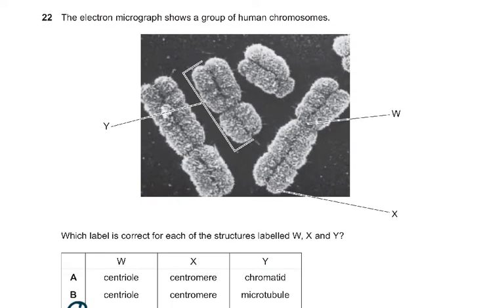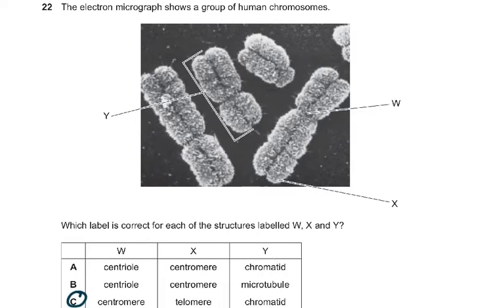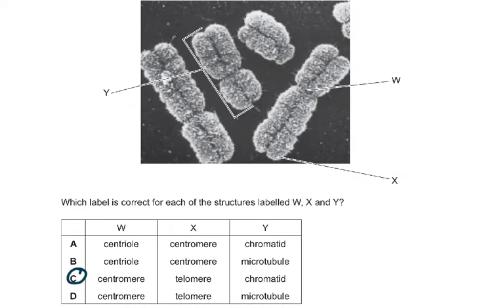Then the electron micrograph shows a group of human chromosomes W, X, and Y. Which label is correct for each of the structures labeled W, X, and Y? If you look at W, X, and Y, the possibilities they've given you are centriole, centromere. Now, W is the area where it is held together, so W has to be the centromere. Then if you look at X, these are the ends, and the ends have to be telomeres. And Y, these are sister chromatids, until they separate, then they are called chromosomes. So the answer was C.